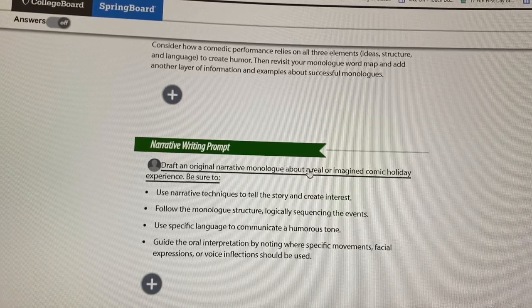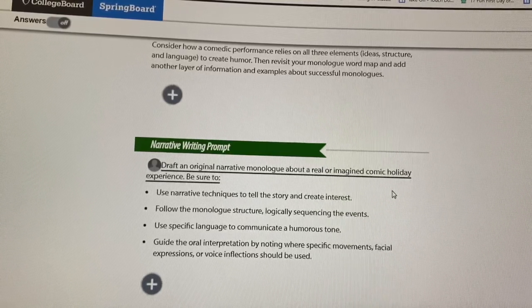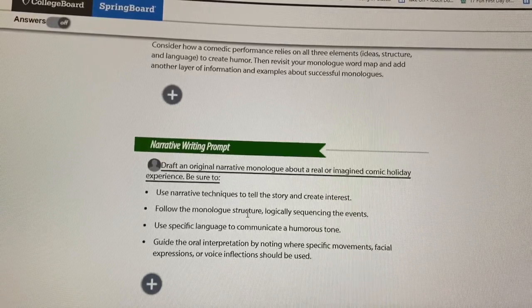It's saying to focus on a real or imagined holiday. So the holiday could include something like Christmas or Easter. A holiday could even be summer vacation, summer holiday. It's probably one of the easier topics for you to think of a monologue to create. So just be sure you are following that structure with a beginning, middle, and end. It's all in the correct order. And you want to try to make it as interesting as possible.